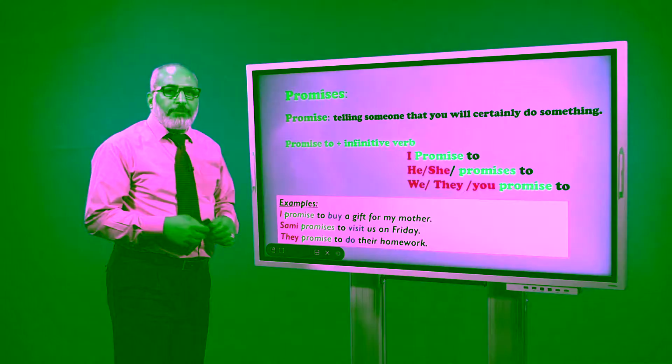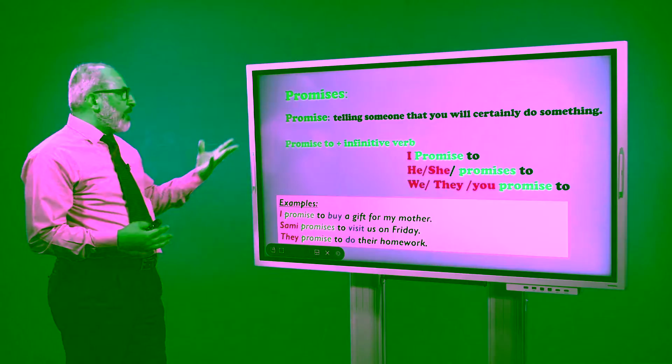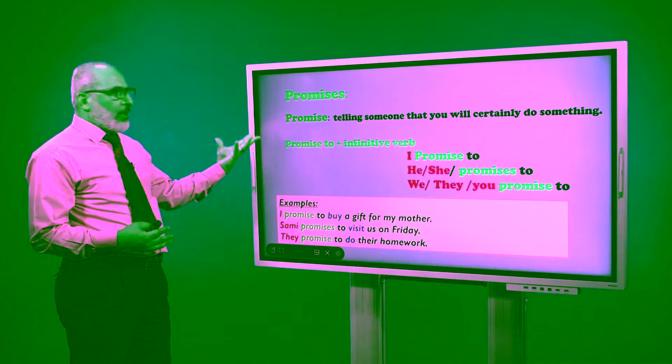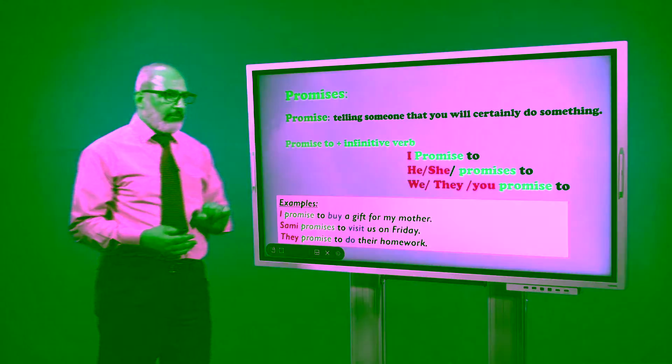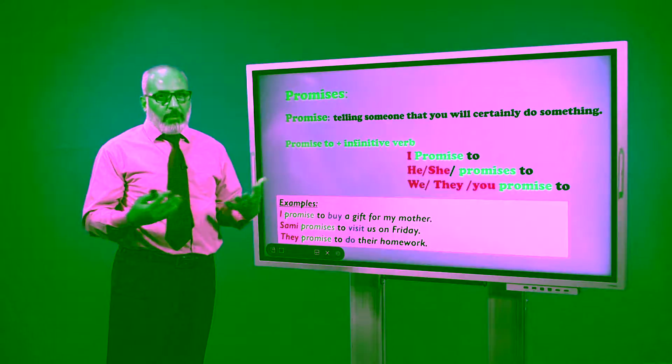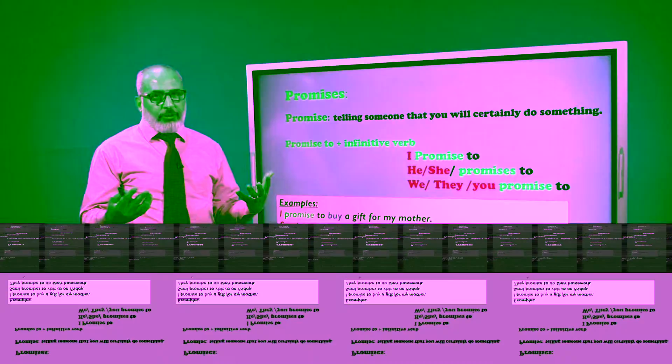Now let's move to promises. What do you mean by promise? Promise: telling someone that you will certainly do something. We have only one structure to talk about promises: promise to plus the infinitive form of the verb.